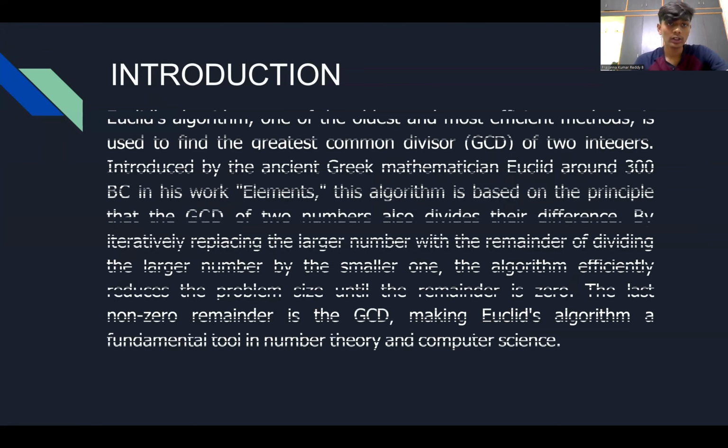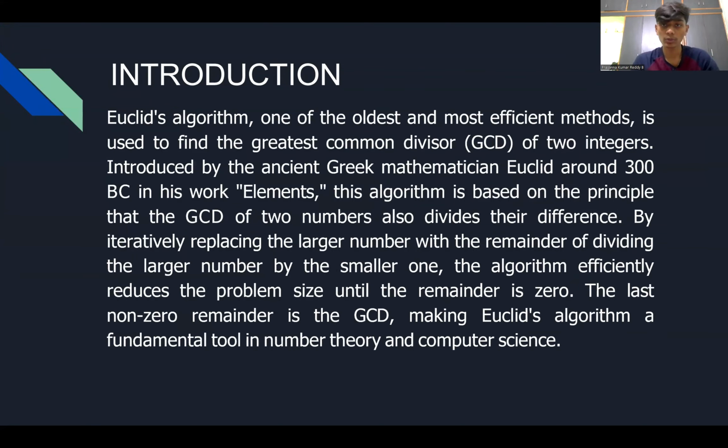Introduction. Euclid's algorithm, one of the oldest and most significant efficient methods, is to find the greatest common divisor of two integers, introduced by an ancient Greek mathematician Euclid around 300 BC in his work Elements. This algorithm is based on the principle that the GCD of two numbers also divides their difference, by iteratively replacing the larger number with the remainder of dividing the larger number by the smaller one.